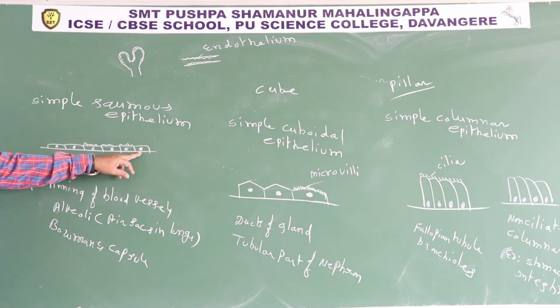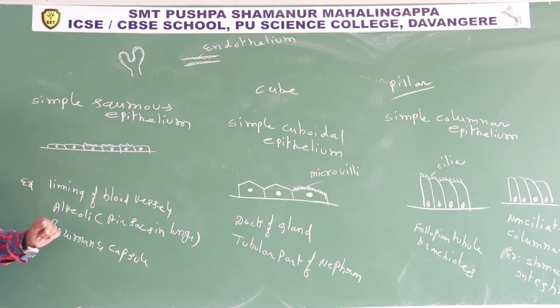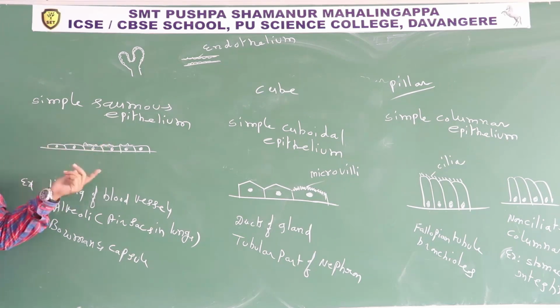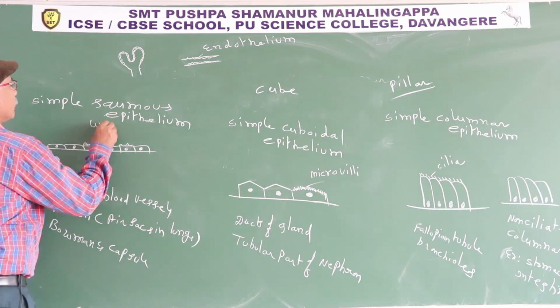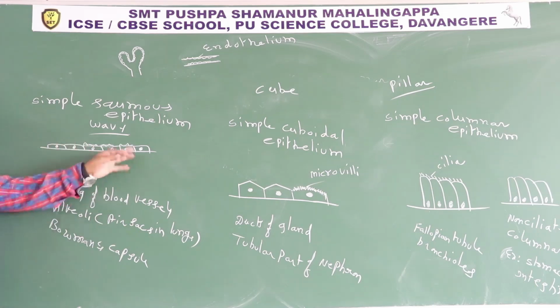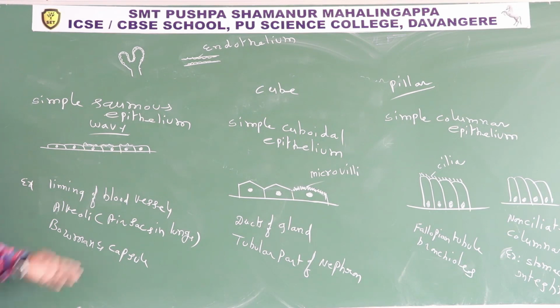Shape of the nucleus, oval-shaped nucleus. Okay, simple squamous epithelium. If the cells are flattened like tiles, it is known as simple squamous epithelium. Free surface of cells has wavy margins. Oval-shaped nucleus present at the center. So example, lining of blood vessels, or you may say endothelium. Alveoli, or you may say air sacs in lungs, Bowman capsule.